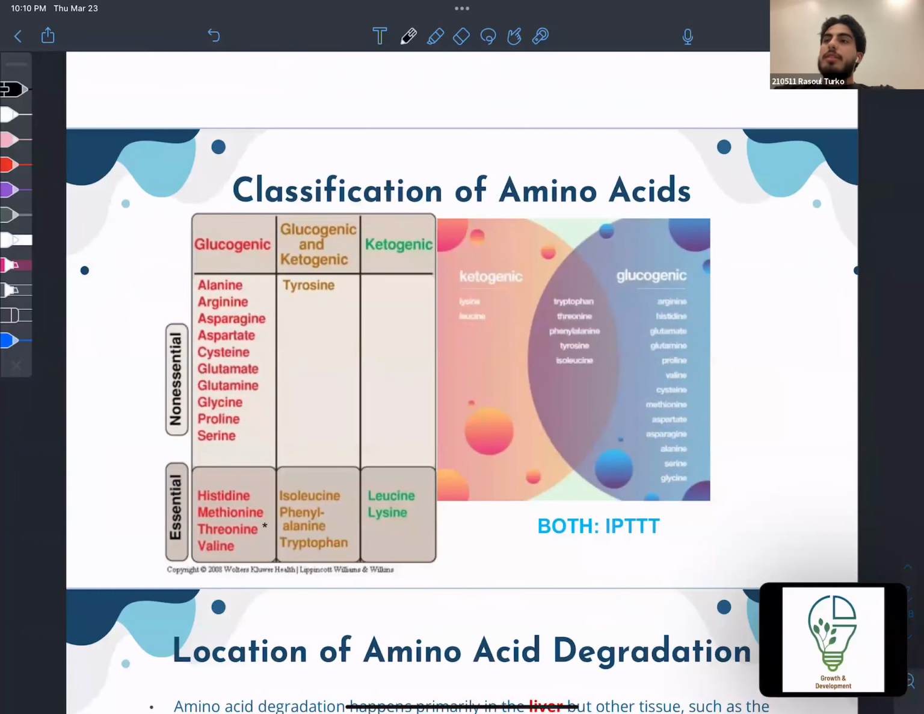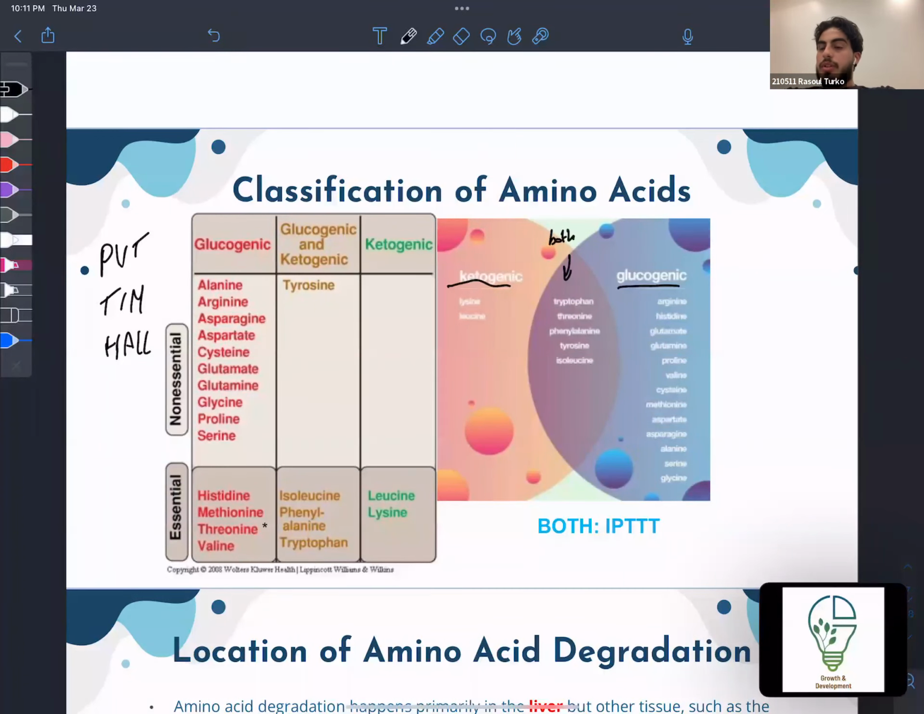Okay, so this slide you probably went over before. How do we classify amino acids? We classify them as essential and non-essential. Essential amino acids are in the form of PVT to MOL, which means those amino acids we can't make, so we have to eat. So PVT to MOL is the essential amino acids. And then they can be divided into glucogenic, ketogenic, or both.